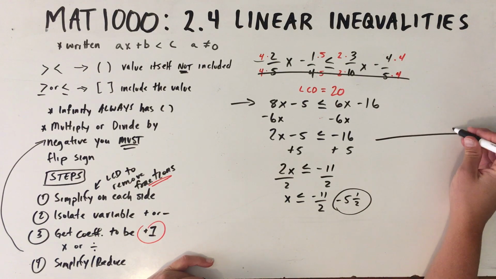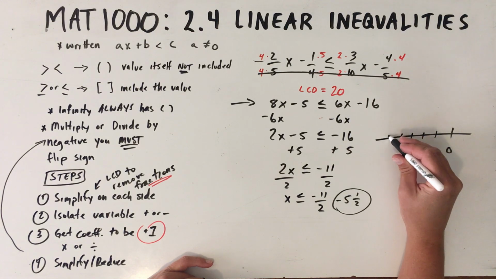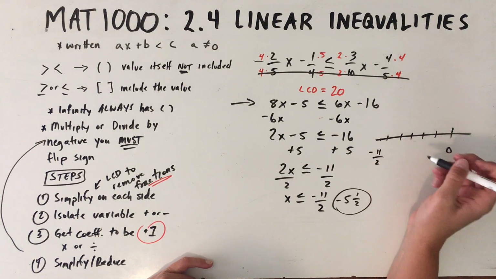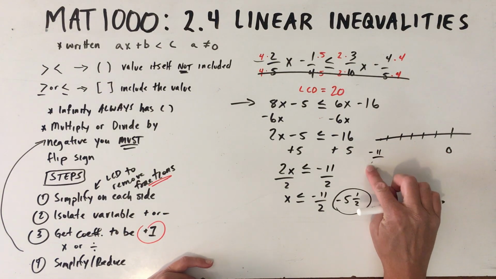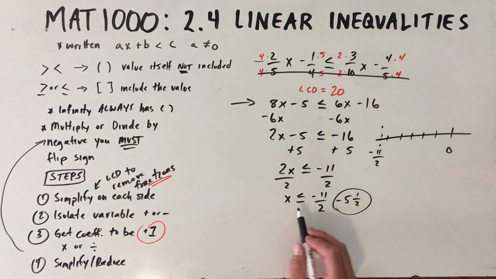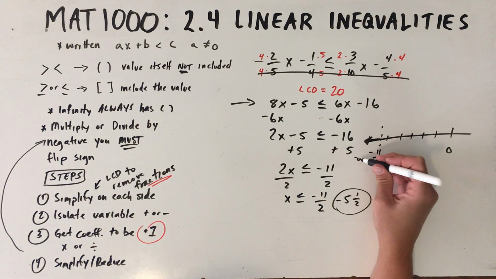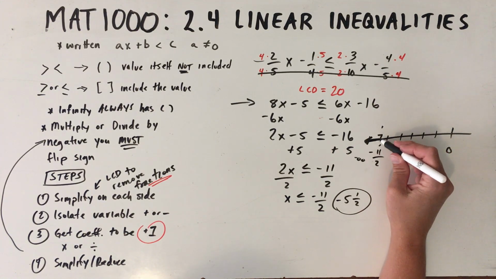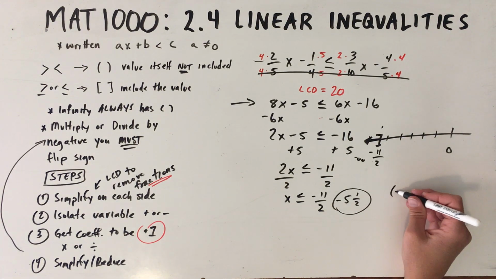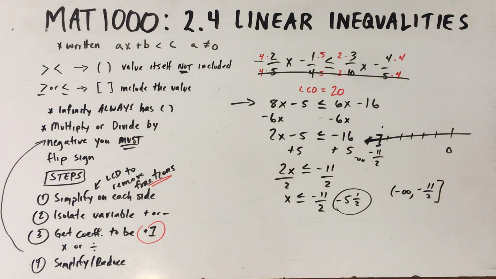So I've got my number line, got 0, and here would be my negative 11 halves. Well, it kind of looked like I was drawing a very unhappy smiley face. Okay, so here's my negative 11 halves. We're talking about all the values that are less than that. X is less than or equal to that. So since we're talking about equal to, then we've got a bracket. That means that I'm talking about all the values from negative infinity to negative 11 halves with a bracket.